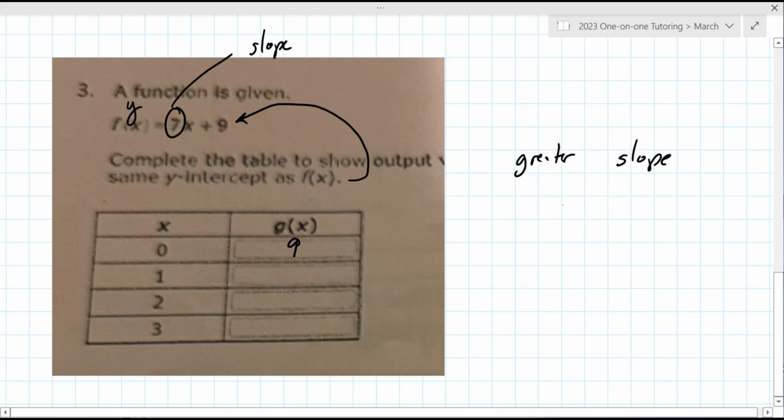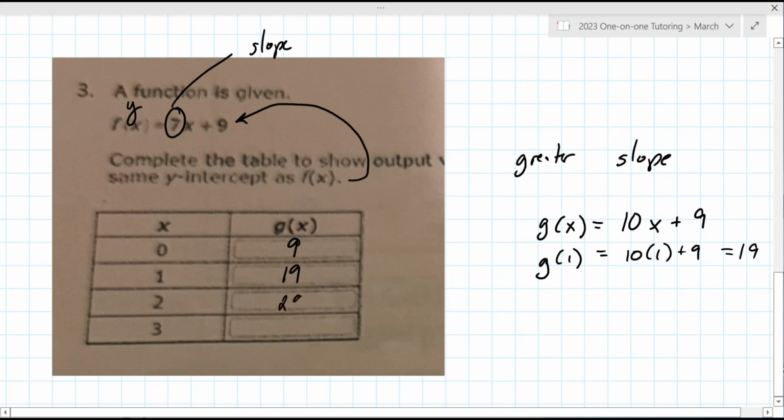You actually don't have to write it out, but I would recommend doing that. So your new function, let's go like 10x plus 9. The rate of change is what it increases by every time, so 9 goes to 19. You also get that by putting 1 in for x. g of 1 is 10 times 1 plus 9, which is 19. But the shortcut is to know that the rate of change is what allows you to go up by the same amount each time.